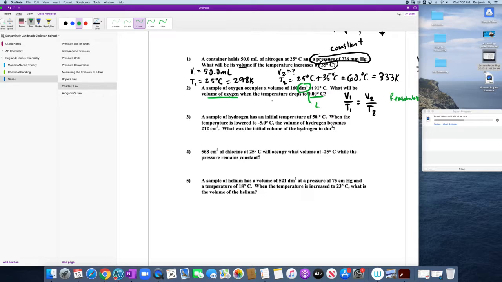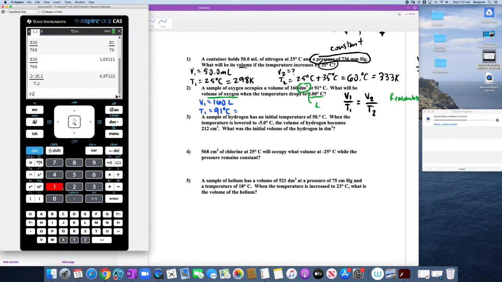All right, so let's list out what we know in this problem. The first volume is 160 liters. The first temperature is 91 degrees Celsius. Now we've got to add 273 to know what that is in Kelvin. So 91 plus 273 is 364 Kelvin.